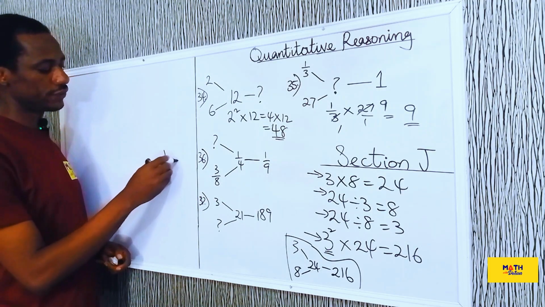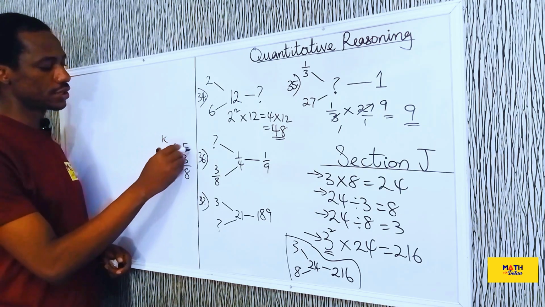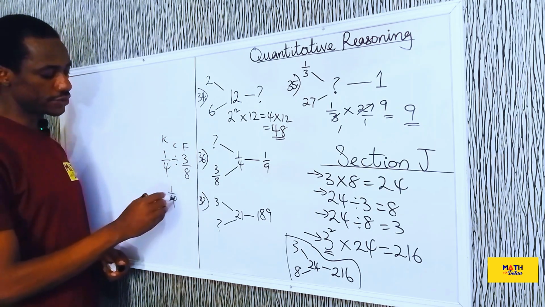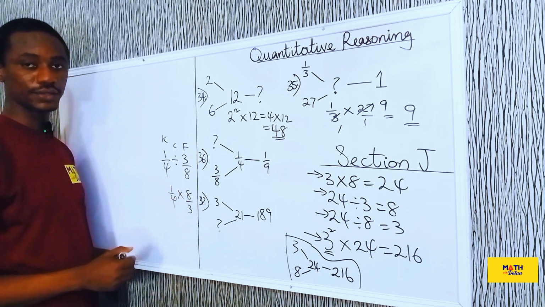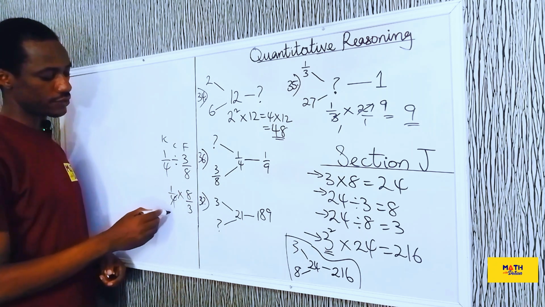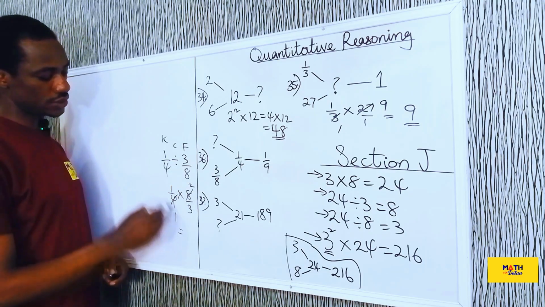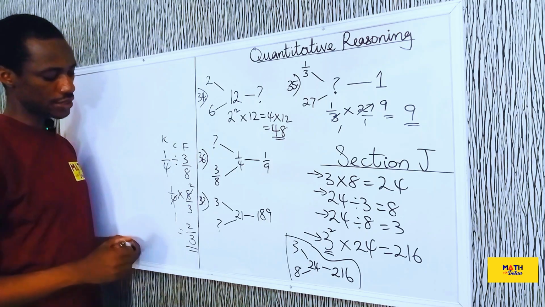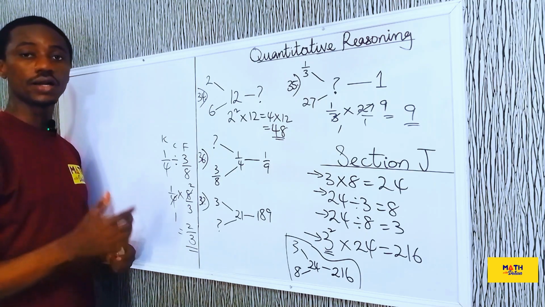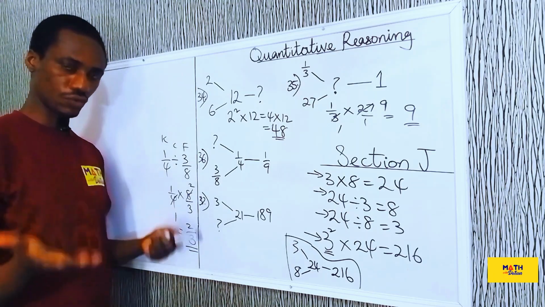1/4 divided by 3/8. So I do keep, change, and flip. So I keep the first fraction, change the sign, and then flip the fraction after the sign, right? And then I can divide. 4 goes in 4 once, and in 8 twice. So I have 1 times 2, 2, and 1 times 3, 3. So the answer is 2/3.